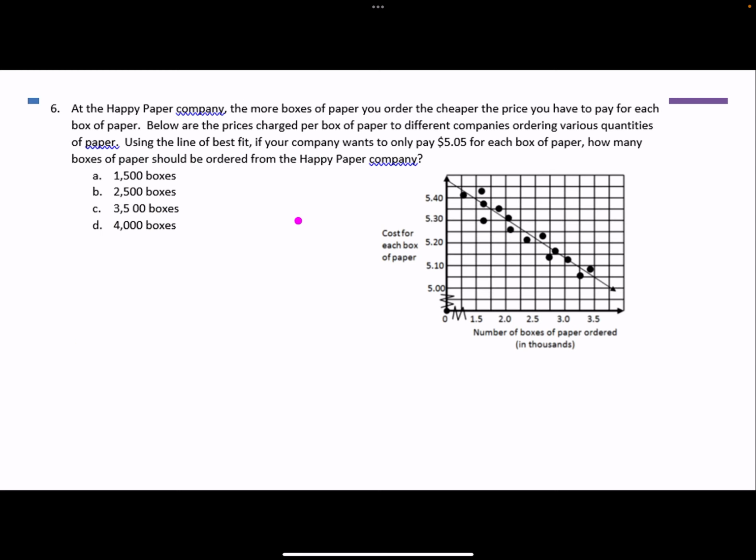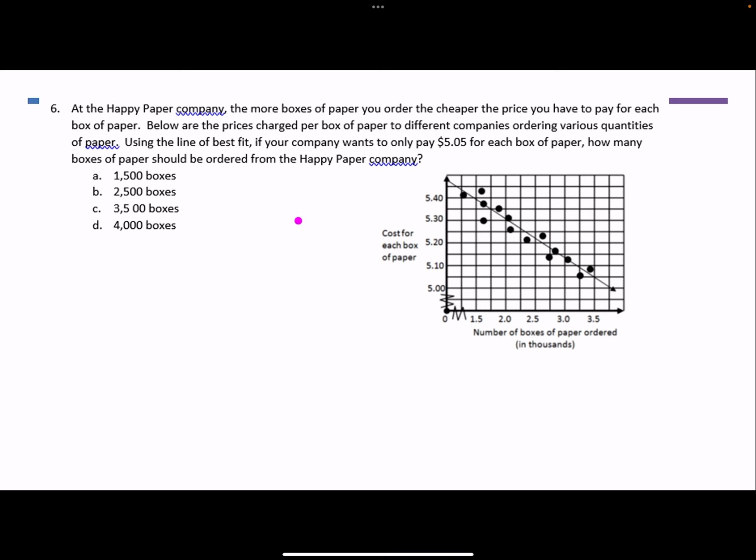And then number 6. At the Happy Paper Company, the more boxes of paper you order, the cheaper the price you have to pay. The graph shows the prices charged per box of paper to different companies ordering various quantities of paper. Using the line of best fit, if your company wants to pay $5.05 for each box of paper, how many boxes of paper should be ordered from the Happy Paper Company?